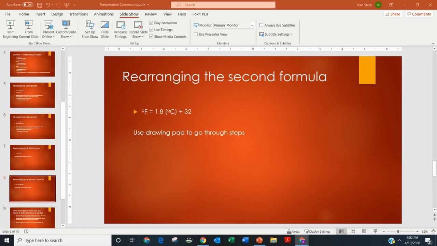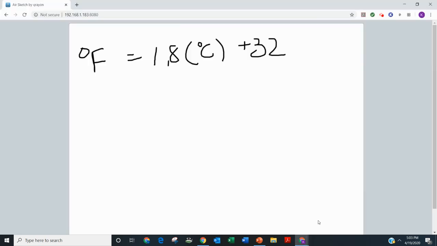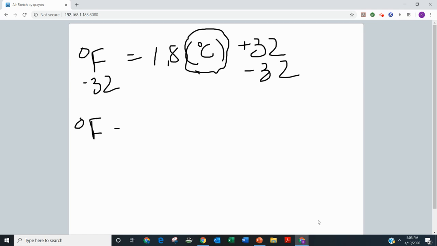It's the second equation that I think causes students more issues. So let's take a look at this one. Degrees Fahrenheit equals 1.8 times degrees Celsius plus 32. So with this one, we first have to recognize that we're trying to solve for the degrees C. And so we're going to have to isolate that on one side. The first thing is to get rid of this plus 32. So we're going to subtract 32 from both sides of the equation. When we do that, we're left with degrees Fahrenheit minus 32 equals 1.8 times degrees C. And these two things cancel. So that's what we've got left.